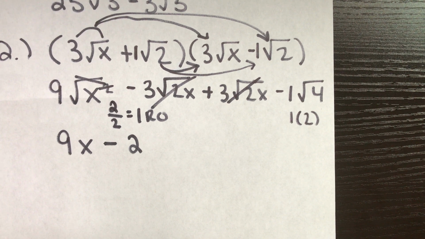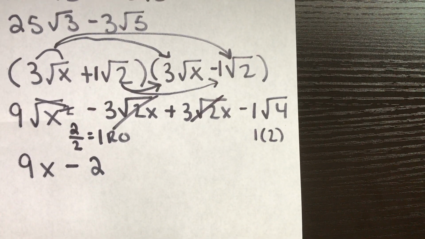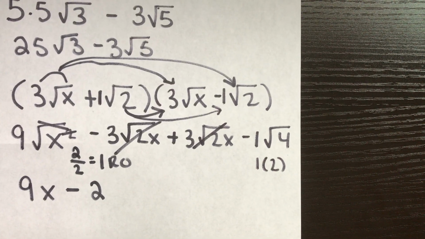So FOILing is also an option when you're dealing with these types of problems, as well as the distributive property. It's kind of the same technique. If you need any additional assistance with the multiplication, again, let me know.